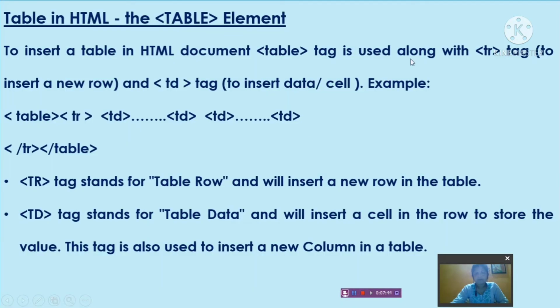So, tables in HTML. Which tag will we use for this? To insert a table in an HTML document, the table tag is used along with the tr tag to insert a new row and the td tag to insert a data cell. Example: table, then tr, then td, then tr. So the tr tag stands for table row and will insert a new row in the table. The td tag stands for table data and will insert a cell in the row to store the value. This tag is also used to insert a new column in a table.